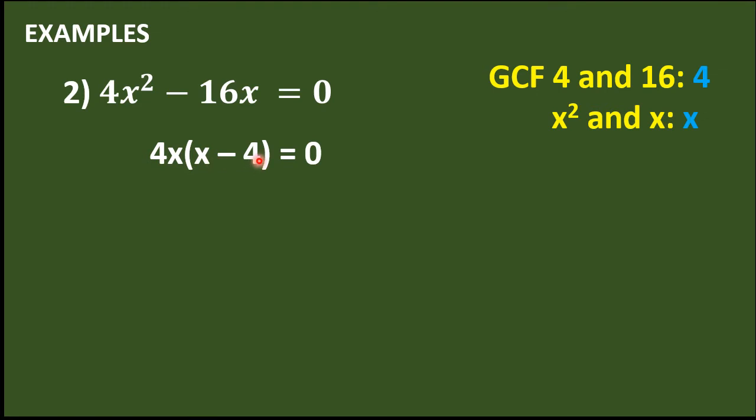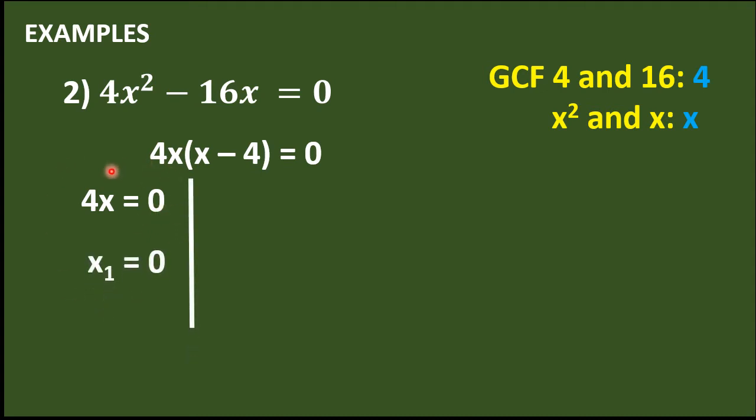Again, to check if the answer is correct, just multiply the number 4x to the number inside the parentheses, or use the distributive property. You have 4x times x, you will go back to 4x squared. 4x times negative 4, we have negative 16x. Meaning 4x times the quantity x minus 4 equals 0 is correct. Let's proceed now to our next step. Equate 4x to 0 and also the quantity x minus 4.